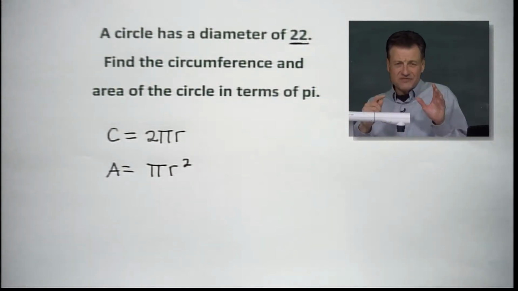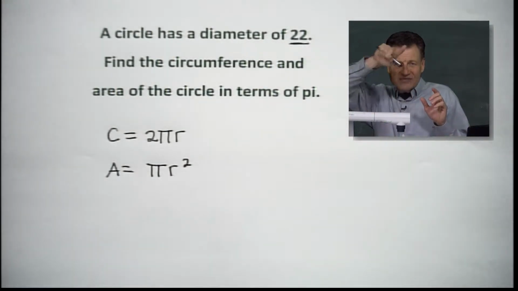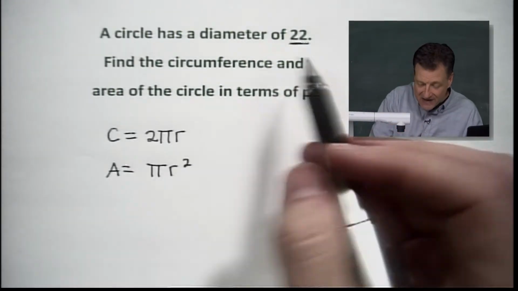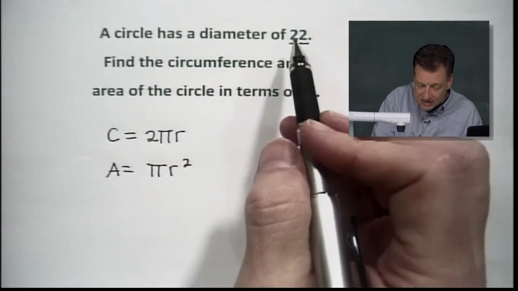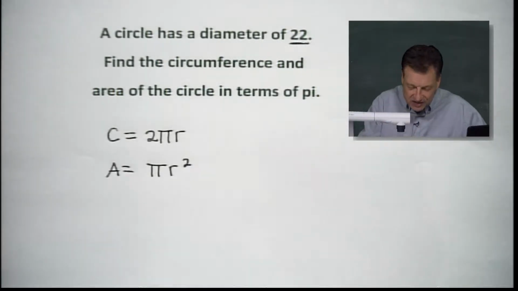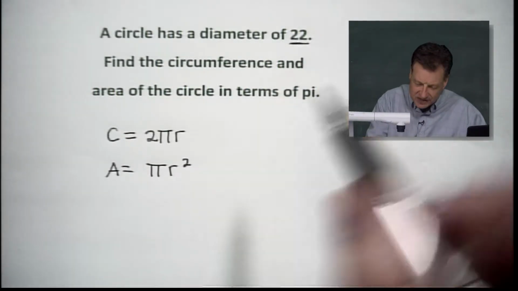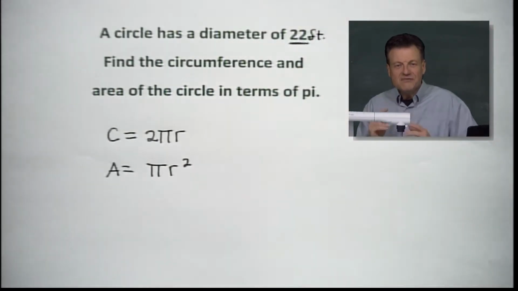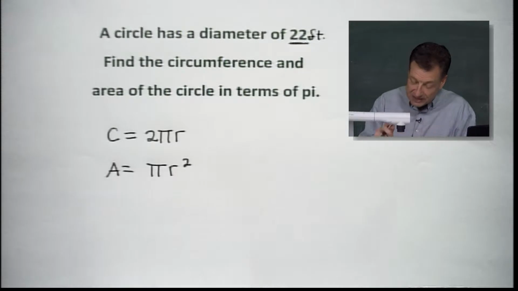Now, what's the difference? Circumference is that length all the way around the circle, all right? So we're going to measure that in feet. It said 22 feet on the screen there. We're going to call it 22 feet, all right? Let me just add that in there. It didn't make my print, but that's all right. 22 feet. We'll get it right in a minute.